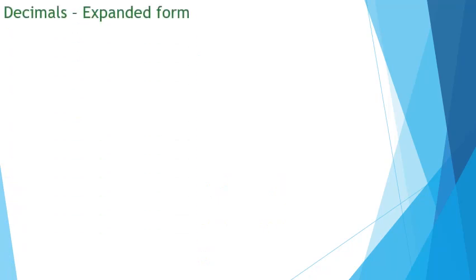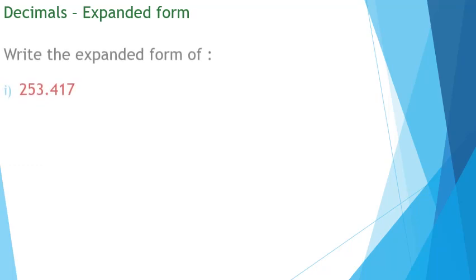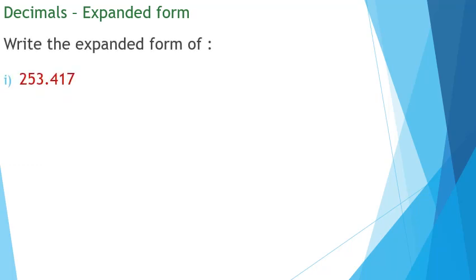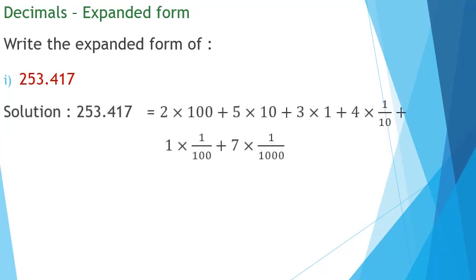Next we will discuss about the expanded form of decimal number. Write the expanded form of 253.417. It can be written as 2 multiplied by 100 plus 5 multiplied by 10 plus 3 multiplied by 1 plus 4 multiplied by 1 upon 10 plus 1 multiplied by 1 upon 100 plus 7 multiplied by 1 upon 1000.